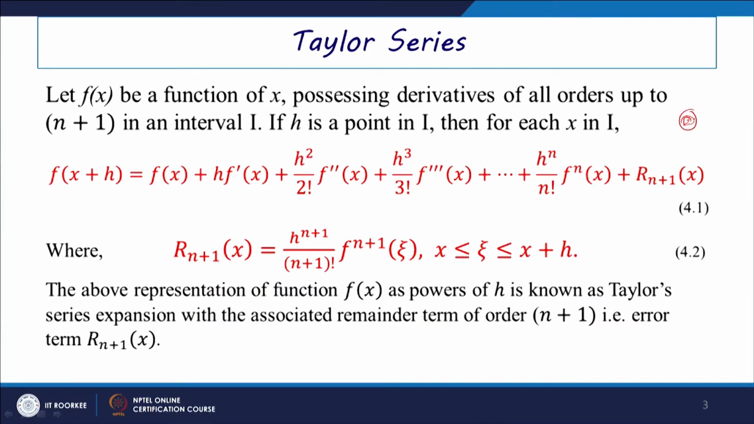f of x plus h equals f of x plus h f dash x plus h square by factorial 2 f double dash of x plus h cube by factorial 3 f triple dash of x, and it continues up to the nth order term, that is, h to the power n by n factorial f to the power n of x, plus the remainder term.